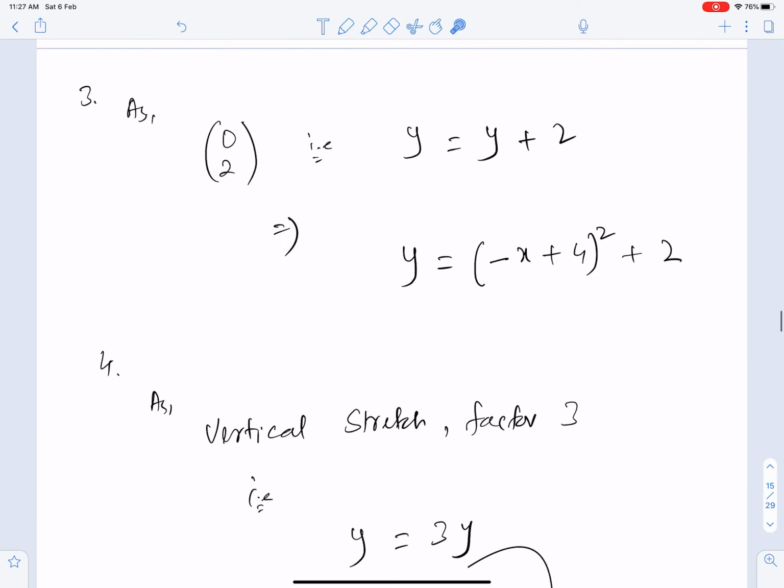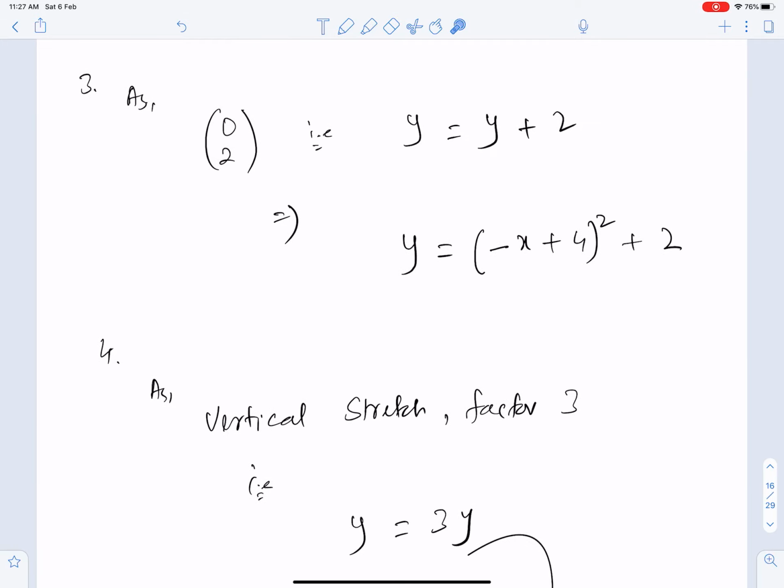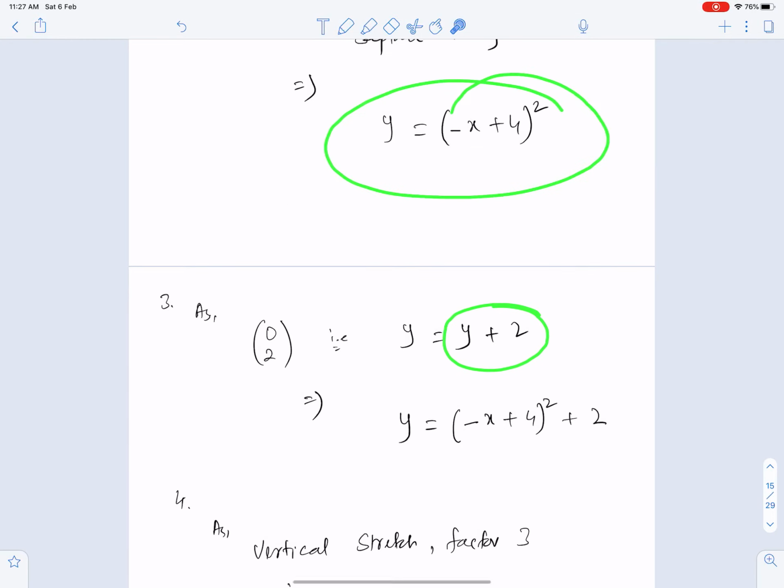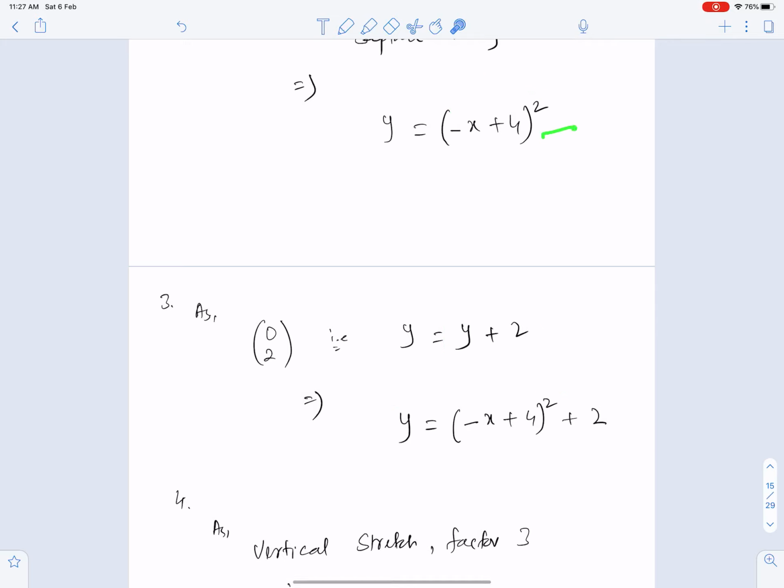Number three, you should apply this transformation, and this is the equation of this translation. So when you apply this onto this equation, you will get this equation. You just need to add 2 here.